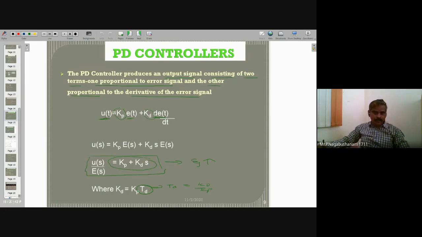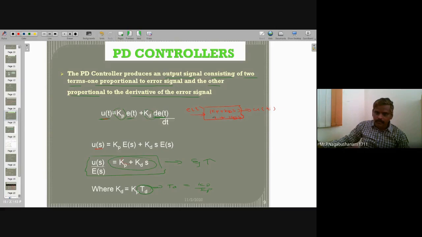U of t is the output of the controller. I told you for any controller, the input is the error signal. E is the input, and output by input is Kp plus Kd s. This is the gain of a PD controller. In the block diagram, input is E of t, output is U of t, and its transfer function is Kp plus Kd into S. Now I'm going to assume Kp equal to 1.